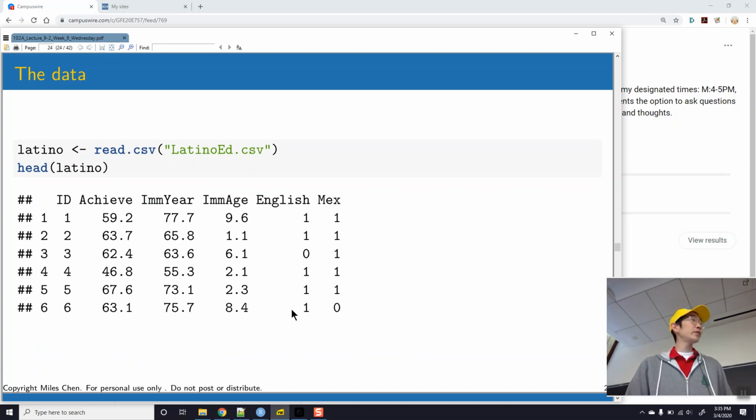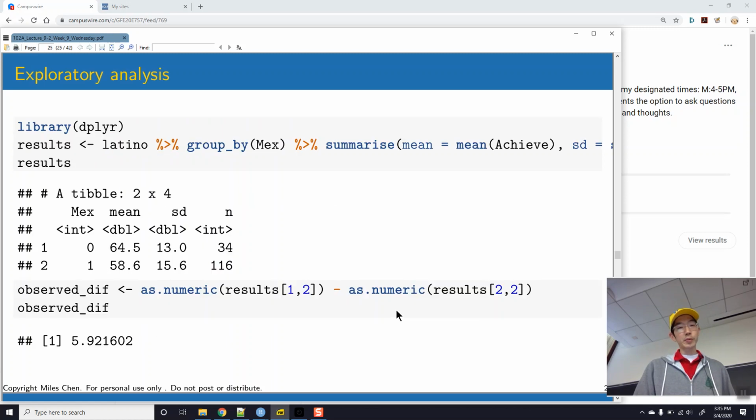Here's just a preview of the data, the first 6 rows. So we're going to be looking at this column Achieve and this column Mexico to see if there's a relationship. In our exploratory analysis, I ask for a summary grouped by this variable Mexico. These are the values for immigrants not from Mexico, other Latin American countries, and we have 34 of them. Their mean achievement score is 64.5. And for the immigrants from Mexico, there's 116 of them. Their mean achievement score is 58.6. And the difference between 64.5 and 58.6 is 5.9.